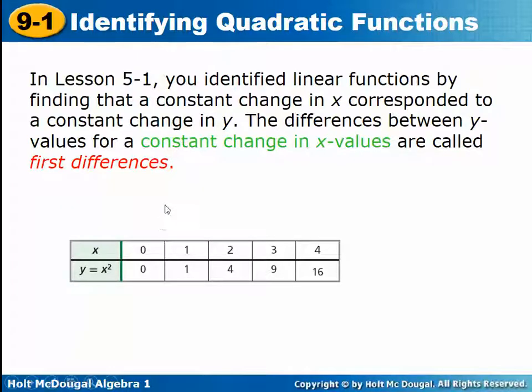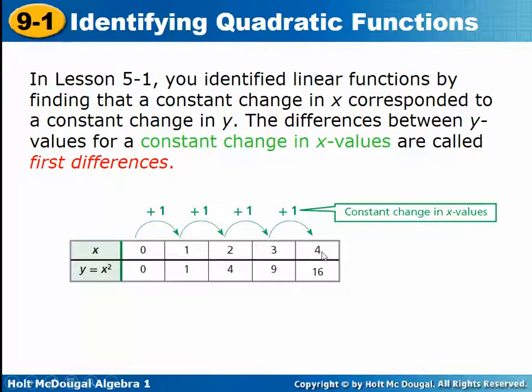If the y values also increase by the same amount, that's called the first differences, then it would be linear. We've looked at that before. But it does not look like the first differences are increasing by the same amount. From 0 to 1 is plus 1, but from 1 to 4 is plus 3. So again, first check the x values, that they are constantly increasing by the same amount. They have a constant change. Then we check the first differences, and they're not the same. 1, 3, 5, and 7.